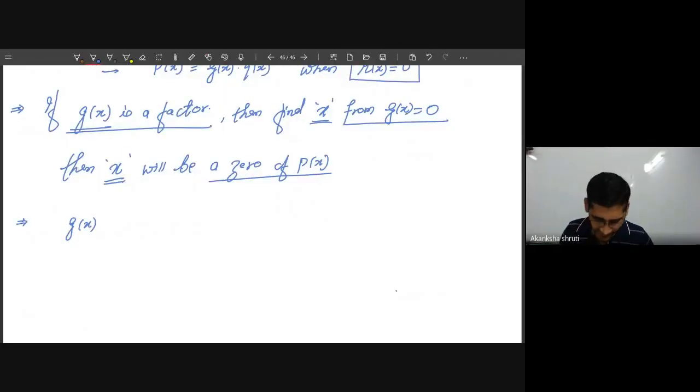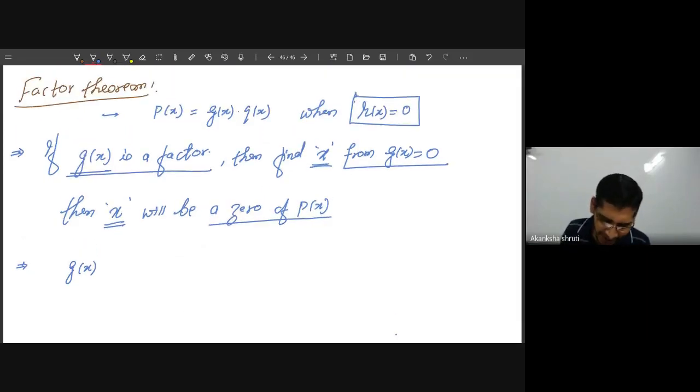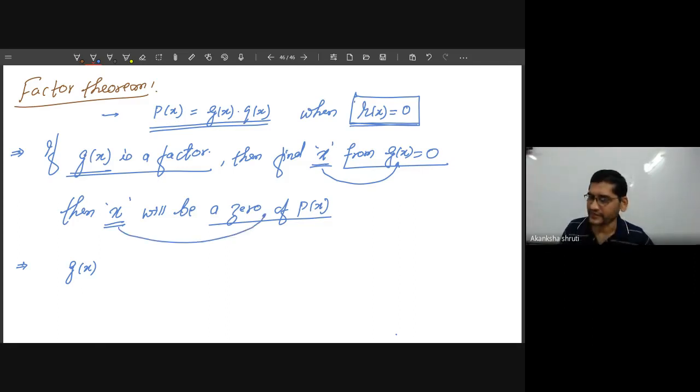Okay, so student, listen to what I was saying. What is this factor theorem? Factor theorem is nothing but whatever division we have learned: if the remainder is coming as 0, at that time the polynomial can be written as a product of two factors. It is one way of writing. Another way is that if g(x) is a factor, then whatever value of x is calculated from g(x) equated to 0, that x will also satisfy p(x), meaning that x will also be the zero of this p(x).